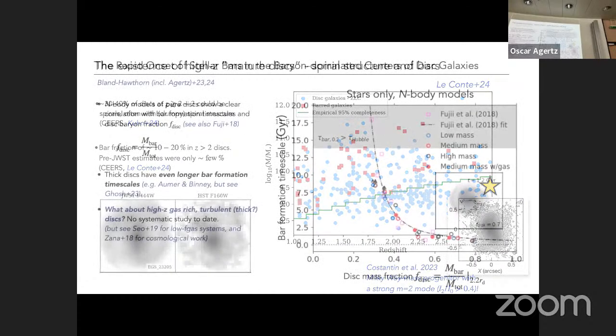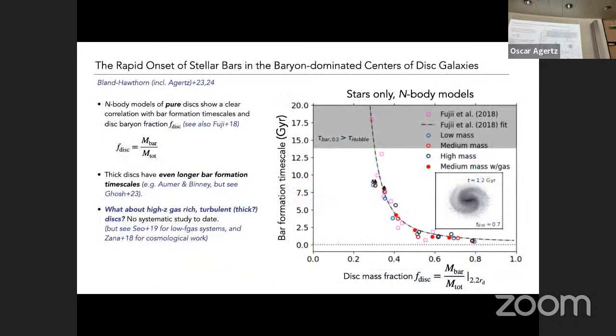Okay. So we've done some work on this, and this is quite exciting. What we know, and this is a classic problem, of course, is that the formation timescale of a bar is on the y-axis here. But we've been shown by work we have done, and also Fujii in 2018, that there's a very simple relation between the bar formation timescale and the disk mass fraction. How much do the baryons dominate over the total mass, right? The dark matter. So if the dark matter is subdominant, it's fast. If it's dominating, it's extremely slow, even longer than the Hubble time.